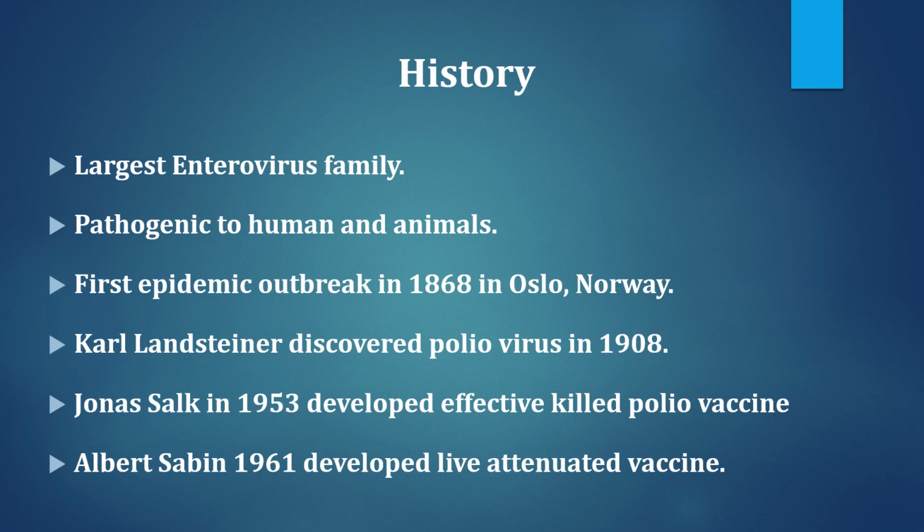The infectious particle poliovirus was discovered in 1908 by Carl Landsteiner. To prevent the spread of disease, the first poliovirus vaccine was developed by Jonas Salk in 1953. He developed a killed viral vaccine. Later, in 1961, Albert Sabin developed a live attenuated polio vaccine.